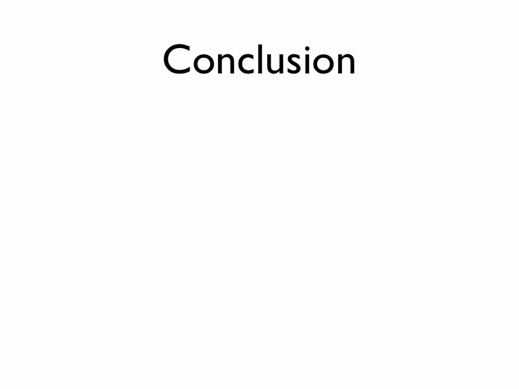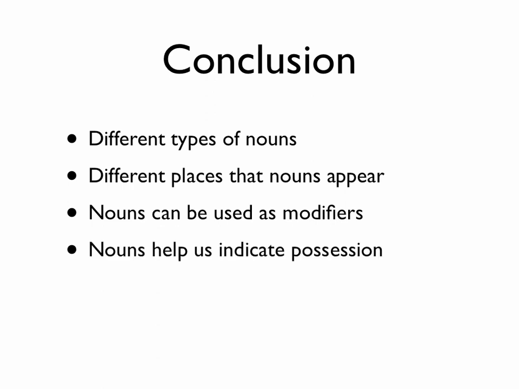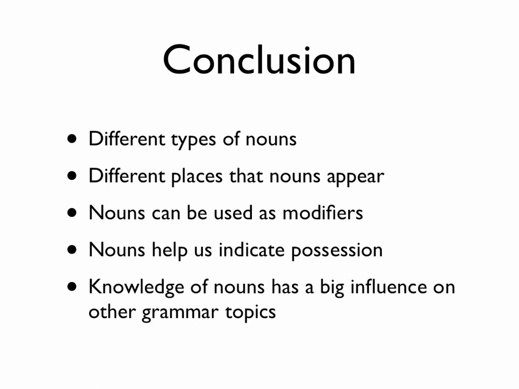In conclusion, however, I think that we want to remember that there are different types of nouns. We talked about 6 today. And there are different places that nouns typically appear in sentences. Finally, nouns can be used as modifiers. They're very important to help us to indicate possession. And I think that they're a good place for us to start because they have a big influence on other grammar topics. So that's it for our quick lesson on nouns. Let's move on to verbs.